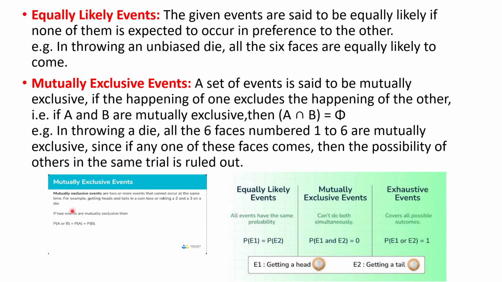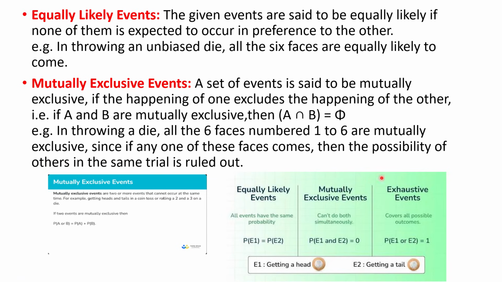So here also I have written the same thing. Mutually exclusive events are two or more events that cannot occur at the same time, for example, getting heads and tails in a coin toss, or rolling a 2 and a 3 on a die. If two events are mutually exclusive, then P(A or B), meaning P(A union B), will be equal to P(A) plus P(B). Generally, its formula is P(A) plus P(B) minus P(A intersection B). But the intersection is empty in the case of mutually exclusive events, so its probability will be 0. So only this will remain: P(A or B) will be P(A) plus P(B).